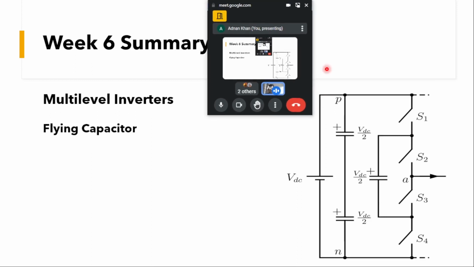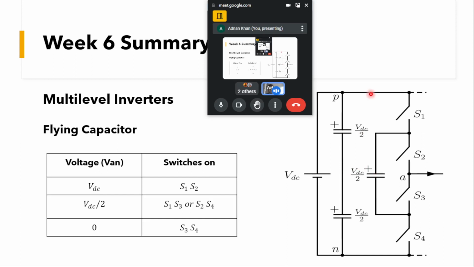Another topology is what we call the flying capacitor. Here you can see that instead of these two diodes connected to the midpoint, we have an additional capacitor. In this topology, the modulation is done in such a way that the voltage across each capacitor is VDC by 2. If we want zero voltage here also, we turn on S3 and S4. If we want the VDC voltage, in a similar manner to the diode clamped one, we switch on S1 and S2.